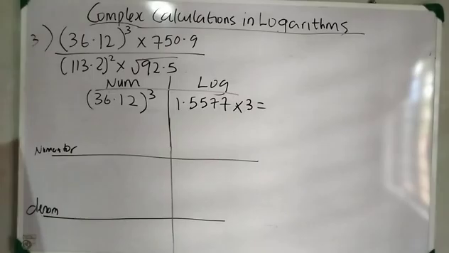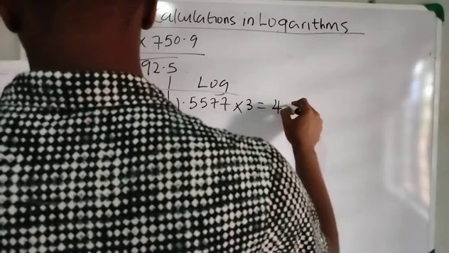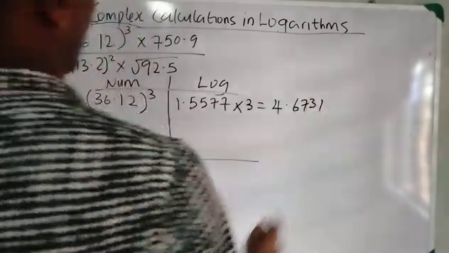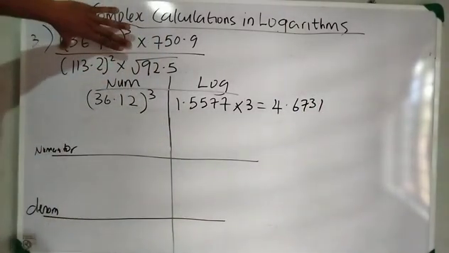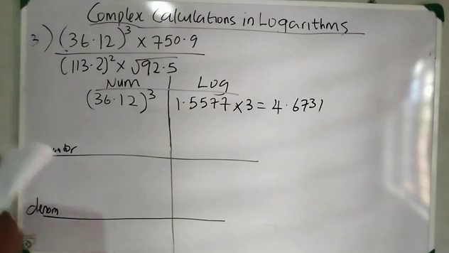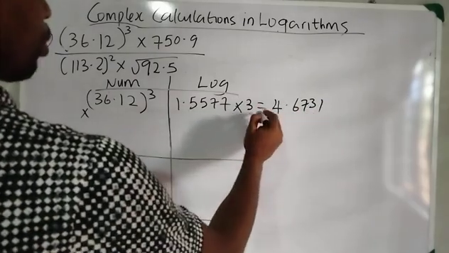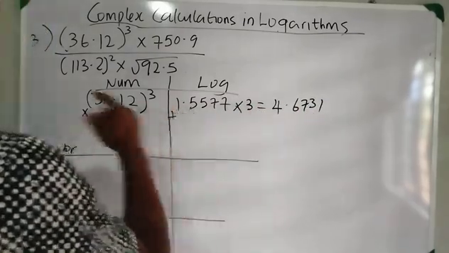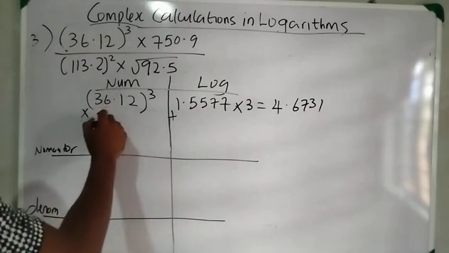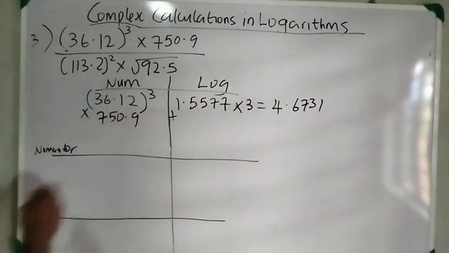Alright, we've done that before. If you multiply it by 3, you're going to have 4.6731. So we'll finish solving this in logarithm. We have times, which means this that we've got in here, plus, we are going to add it, plus something, 750.9. This one is straightforward.